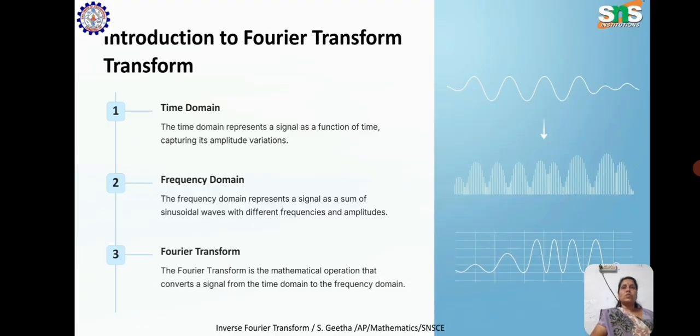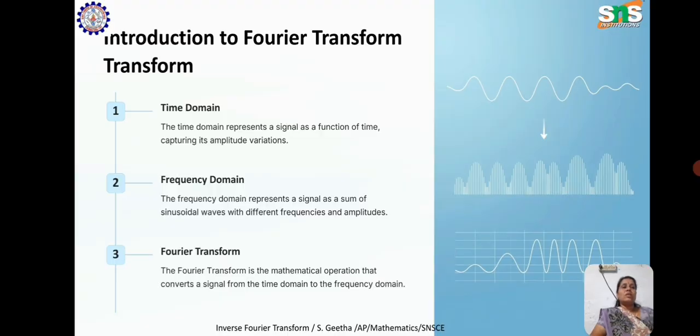Introduction to Fourier transform. Time domain. The time domain represents a signal as a function of time, capturing its amplitude variation. Frequency domain. The frequency domain represents a signal as a sum of sinusoidal waves with different frequencies and amplitudes. Fourier transform. The Fourier transform is a mathematical operation that converts a signal from the time domain to the frequency domain.